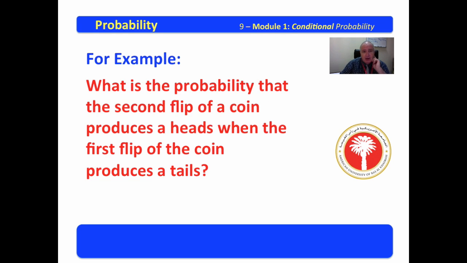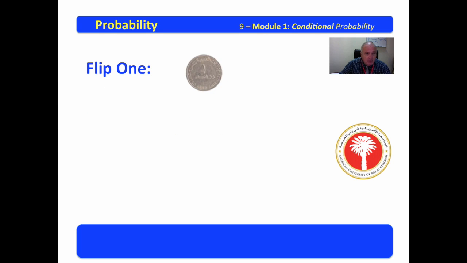For example, what is the probability that the second flip of a coin produces a heads when the first flip of the coin produces a tails? Let me reword that. What is the probability that we flip a coin and the first flip is tails, and then we flip a coin again and the second flip is heads? This is an example of conditional probability. Flip 1, we got a tails.